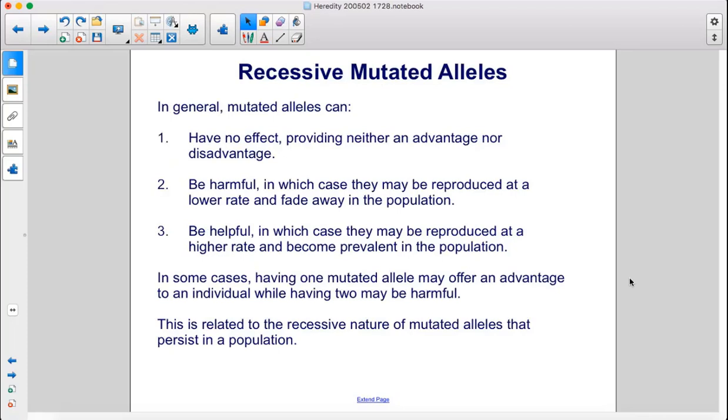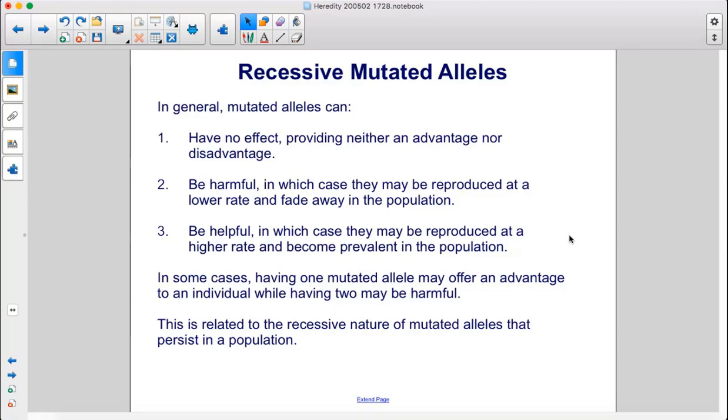In general, mutated alleles can have no effect, providing neither an advantage nor disadvantage; be harmful, in which case they may be reproduced at a lower rate and fade away in the population; or be helpful, in which case they may be reproduced at a higher rate and become prevalent in the population.